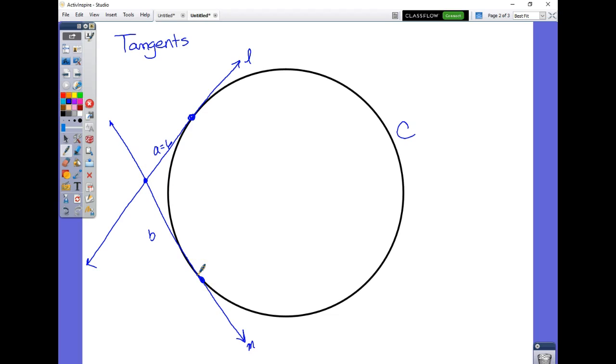Tangents are super easy. The equation for the difference of line tangents is that A is equal to B. That's right, folks. If the distance between the intersecting point of the tangents and the intersecting point of the circle is 6, then this must also be 6 between those two.